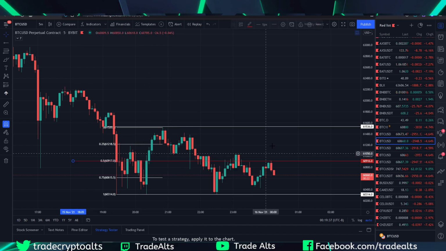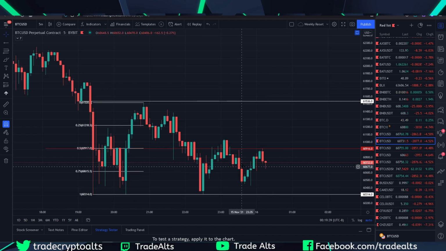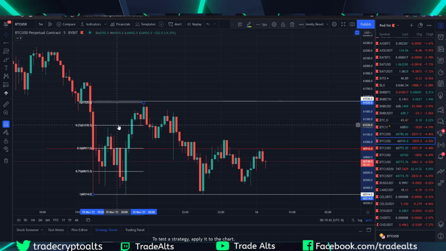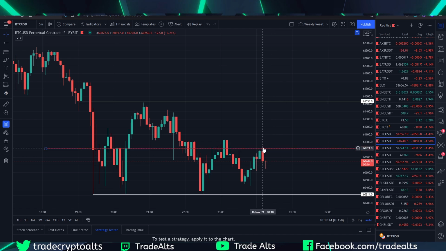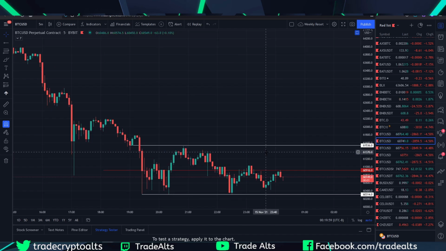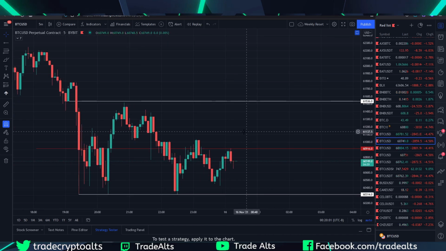So here's the midpoint of the range, which, by the way, if you look right here right now, we are rejecting off the midpoint. Look at the respect, right? Low, midpoint, rejection, get above a little bit, rejection, and move back towards the bottom of the range. This is your resistance, and we're currently sitting below it. So here is your range on 5 minute.